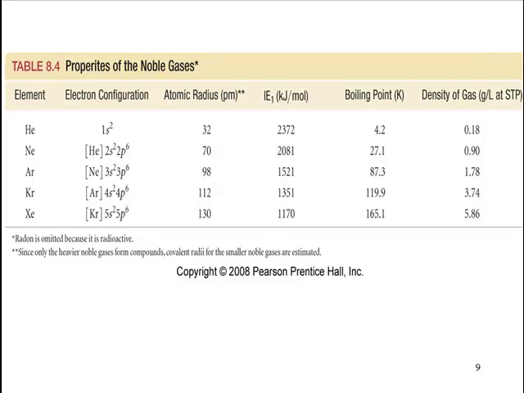Okay? What happens to their size, atomic radius, as you go down? It gets bigger. And that's a general pattern. Atomic radius gets bigger as you go down the periodic table.